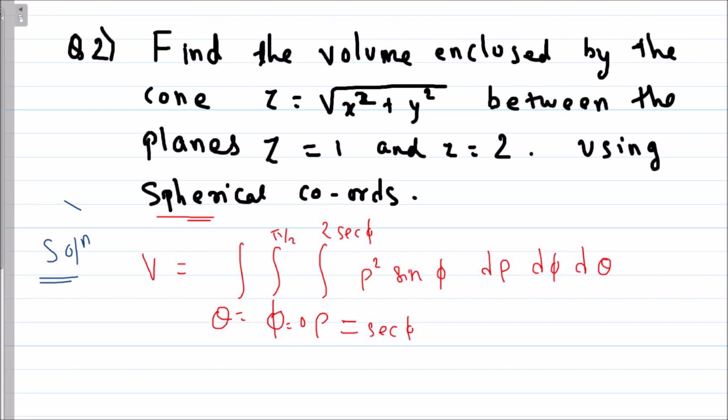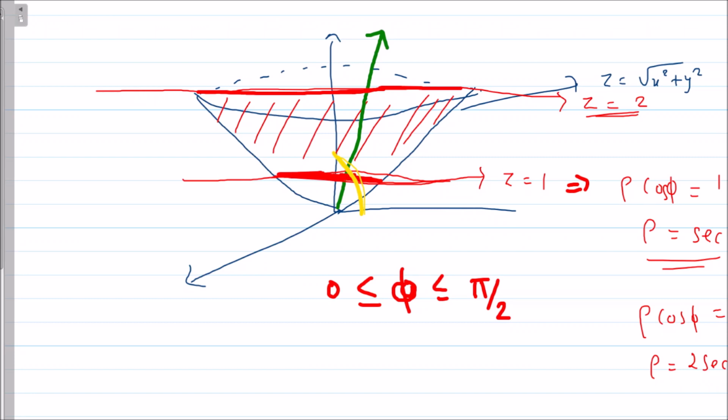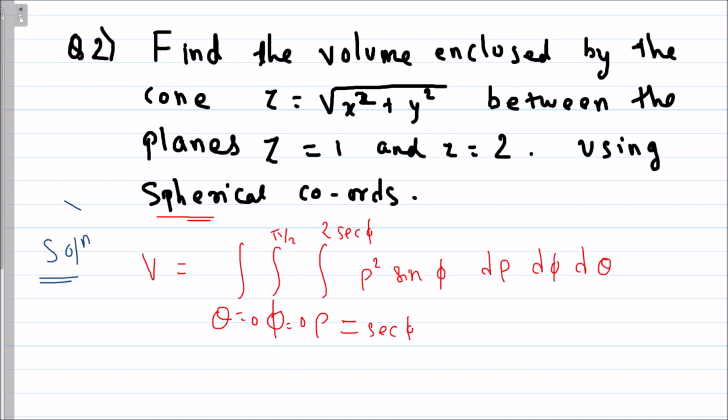And what is theta? You simply project this in the xy plane. When you project this in the xy plane, you get nothing but a disk, or I would say an annulus, for z equal to 1 and z equal to 2. And you can see that the region is in all 4 quadrants. Therefore the limits of theta will be 0 to 2 pi.